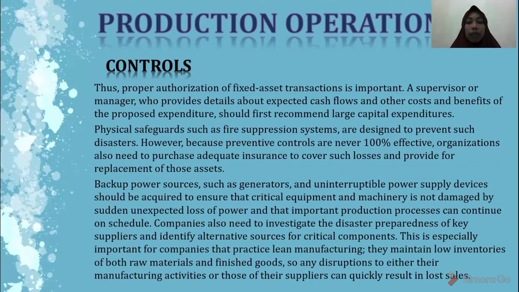Companies also need to investigate the disaster preparedness of key suppliers and identify alternative sources for critical components. This is especially important for companies that practice lean manufacturing. They maintain low inventories of both raw materials and finished goods, so any disruption to either their manufacturing activities or those of their suppliers can quickly result in lost sales.